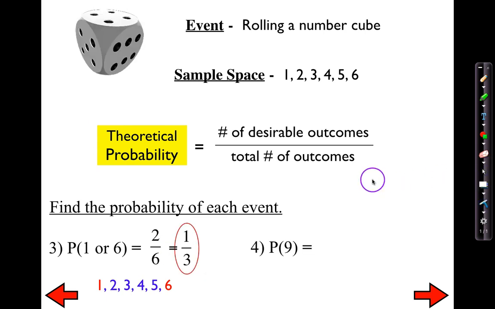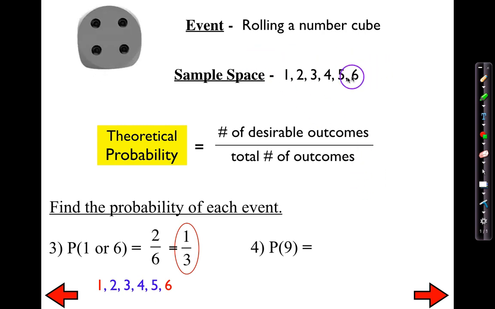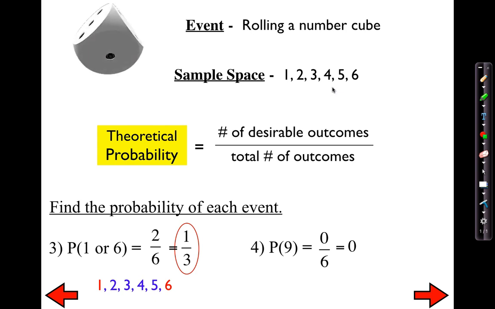Okay, what's the probability of rolling a 9? Well, our sample space is still 1, 2, 3, 4, 5, 6, and from the looks of it, there are no 9s at all. So I'm going to go ahead and say that's 0 out of 6, which is 0, which again, this is an impossible event.